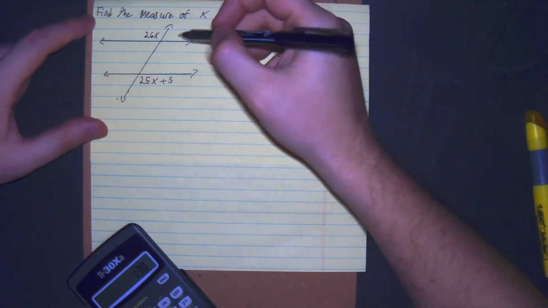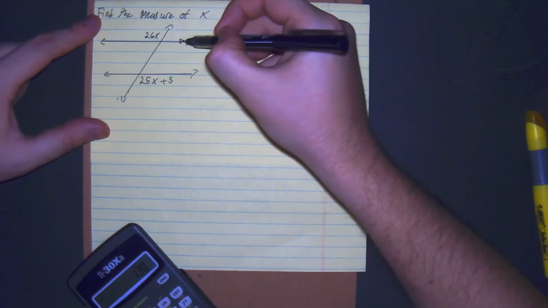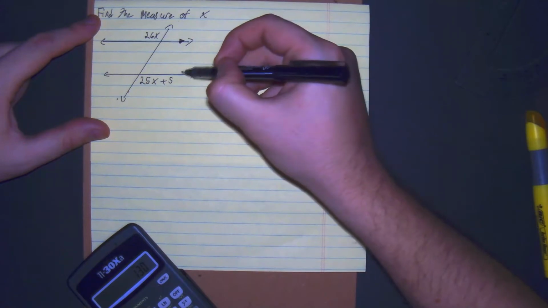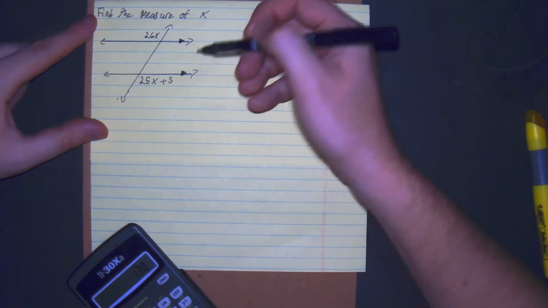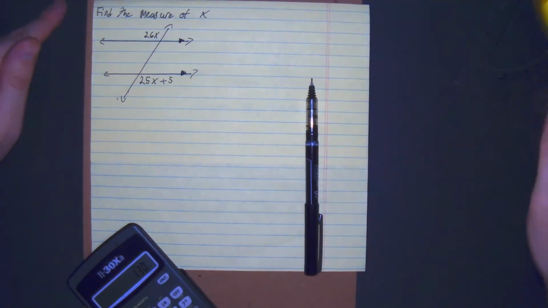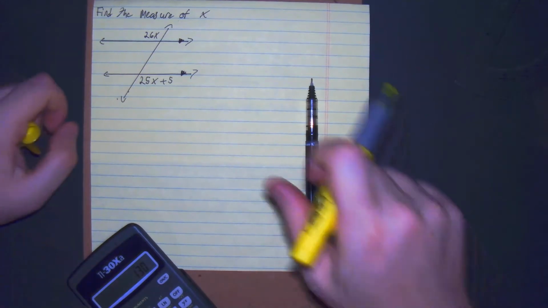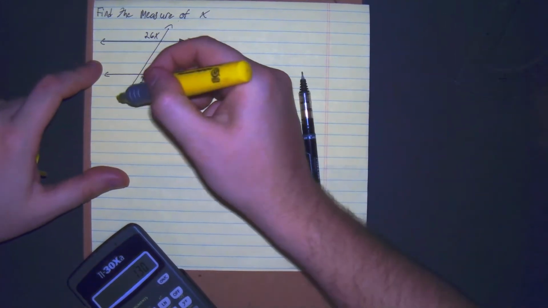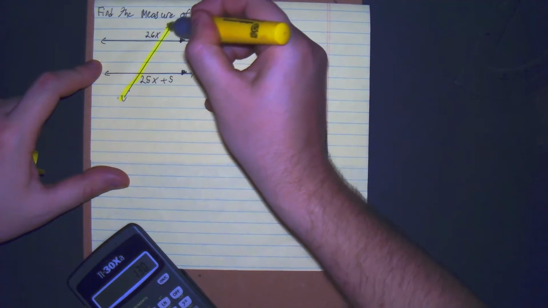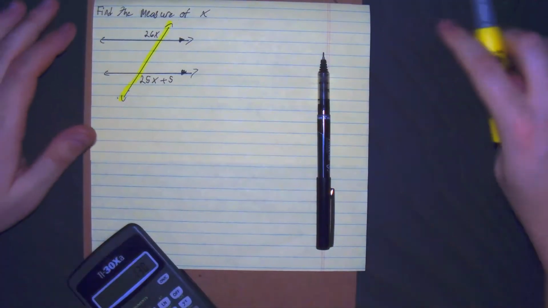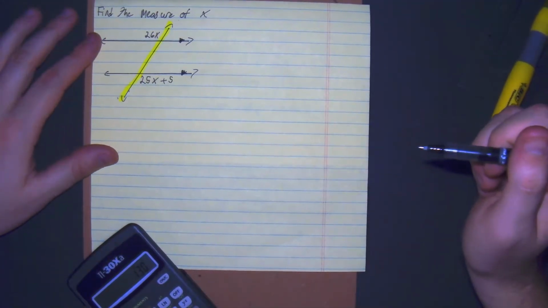Find the measure of x. So it looks like I forgot to include the diagram's parallel lines. Okay, so we have two parallel lines here and a transversal. So we could have some properties already given to us.